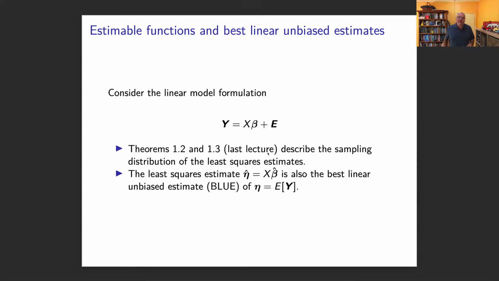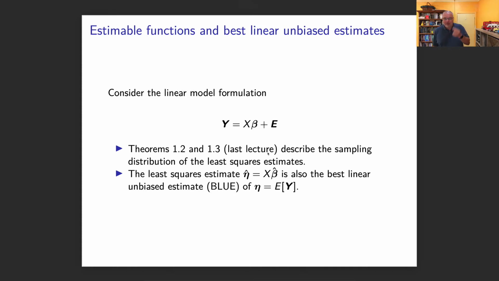So first of all, let's recap. We've got y equals x beta plus epsilon. And last time we got the sampling distribution of the least squares estimate, beta hat. The other thing is the least squares estimate of the expected value of y. Remember, the expected value of y is x beta. So what we could use is eta hat, which is just x beta hat, the best linear unbiased estimate of eta, which is the expected value of y.